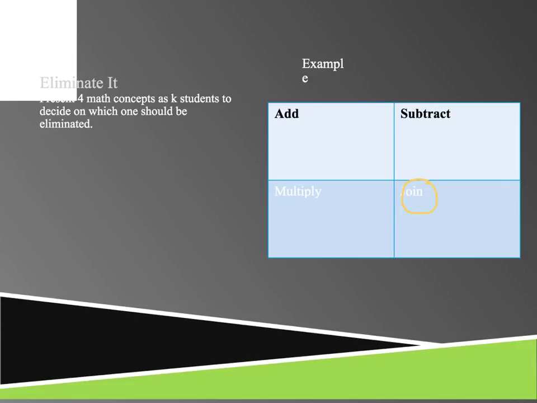And the student would say, I would eliminate subtract, because when you add or multiply, you join things. And then the teacher says, which one do you agree with, the join or subtract? And in a lot of cases, as long as the students can justify their reasoning, then that's acceptable.